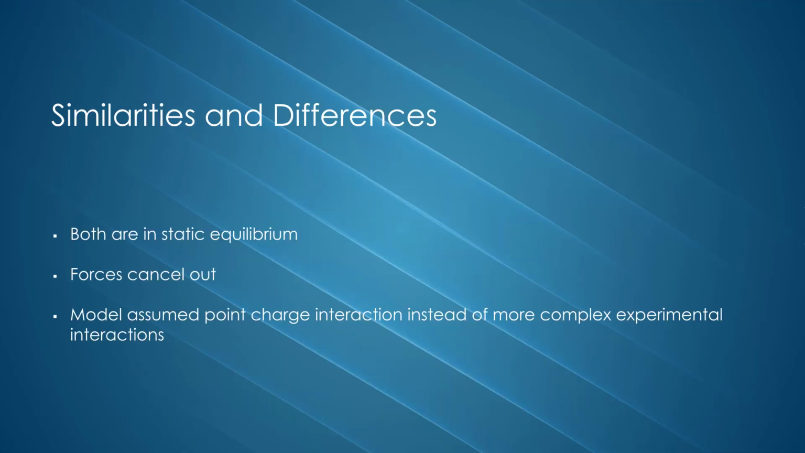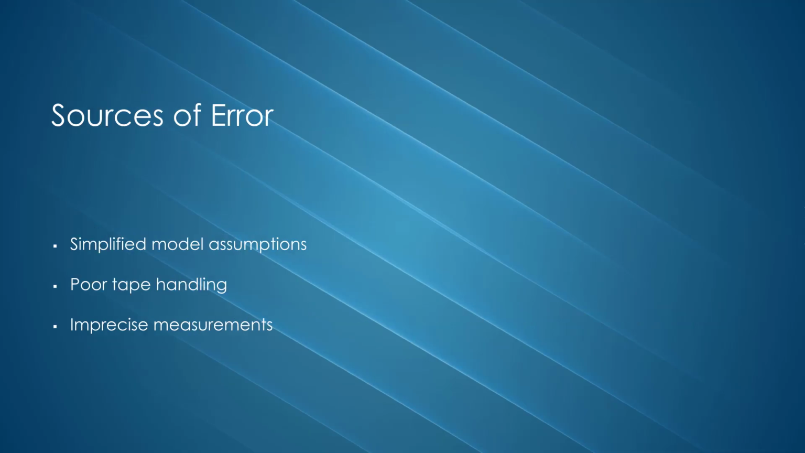Similarities and differences. In both the model and experiment, we found that we had static equilibrium where the forces canceled out. However, in the model, we assumed a very simple point charge interaction instead of the more complex experimental ones, where there's charges dispersed throughout the entire piece of tape. Source of error. So our model had some very large simplifying assumptions that may not give us the most exact results. In our experiment, there may be some error from poor tape handling or imprecise measurements.